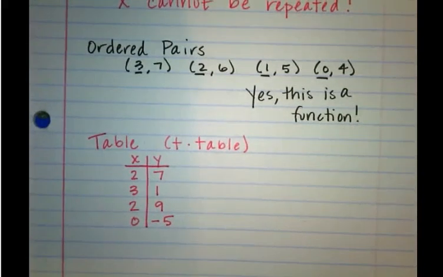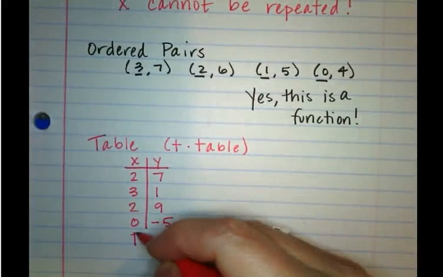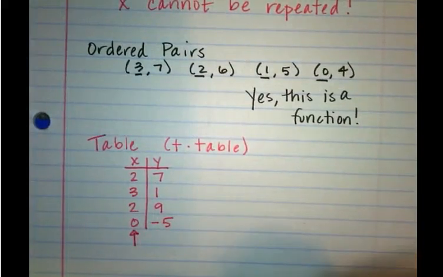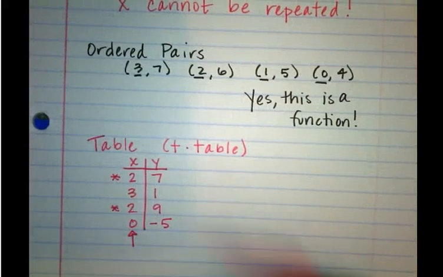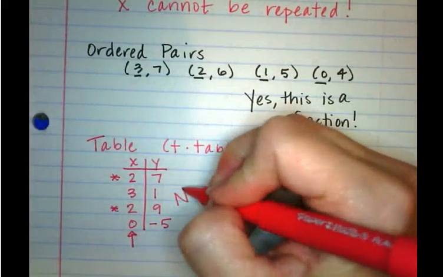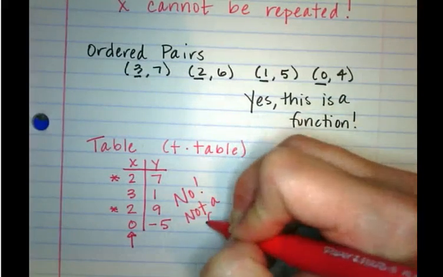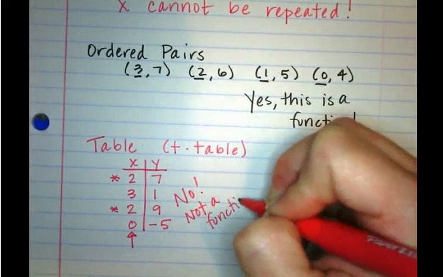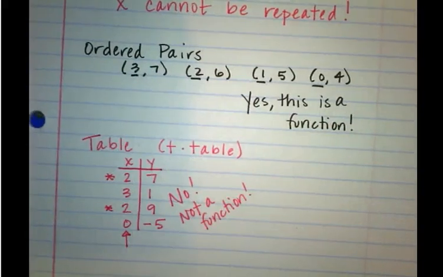If we look at this one and we're asked if this is a function, again, we are going to look at the x values right here. And when I look at these, I notice right here and right here that I have two x's that are repeated. So this would be no. This is not a function. Because remember, for it to be a function, all of the x's must be different.